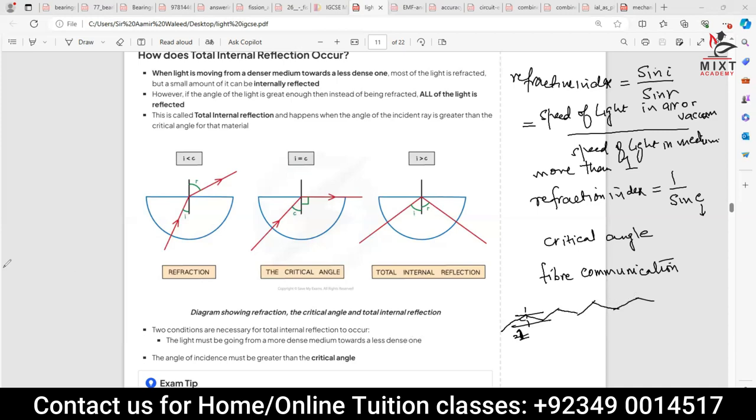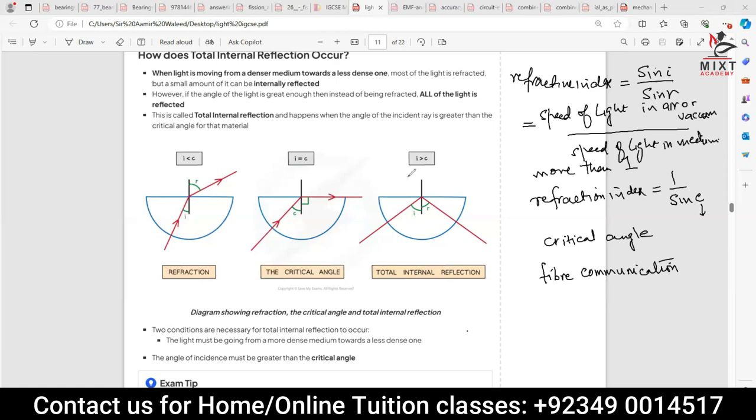So my point is only that fiber communication is the example of using this total internal reflection. Understood? Guys, any question?